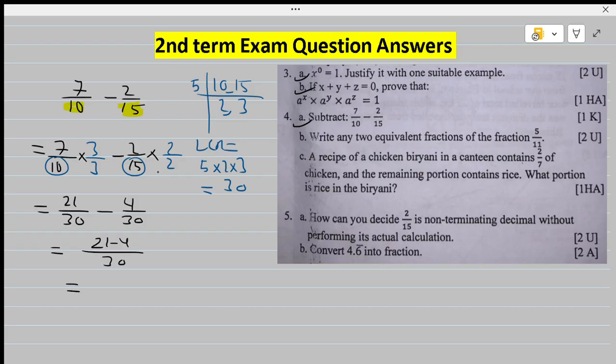That way you get 21 minus 4 is 17. So 17 by 30. It's the simplest form of it. So that's for number 4A, and I go with number 4B. So I make this clear.